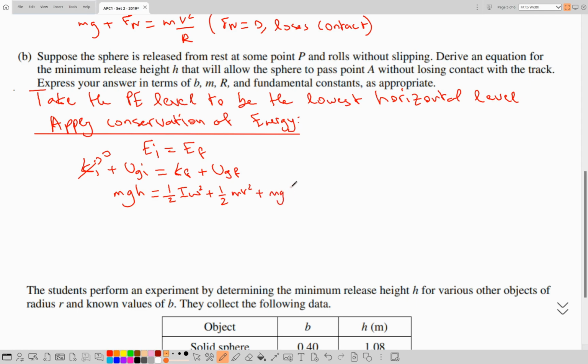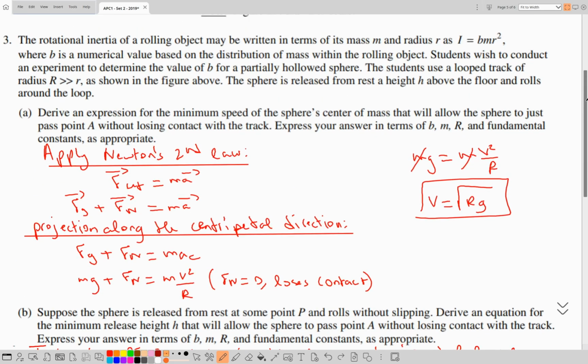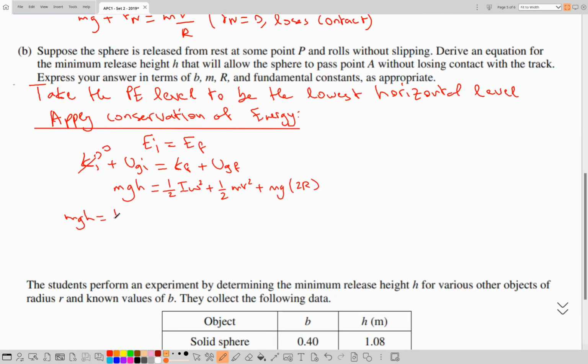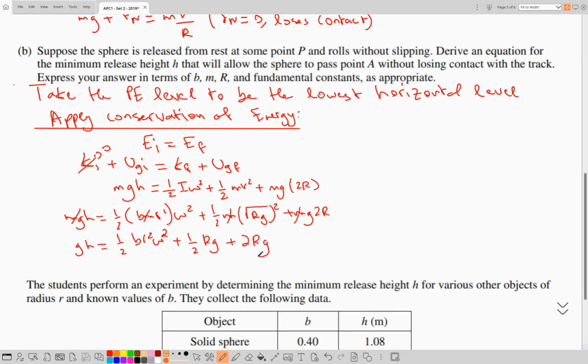Then mg multiplied by the double of r, and we're interested in determining this height. Now what makes us sure that this height is the minimum height? If we replace the speed by the minimum speed given by the square root of rg. Now the rotational inertia is given by bmr square, so that would be mgh is equal to half bmr square omega square plus half m times the speed, radical rg, to the power of 2, plus mg, the double of r. Now m with m would cancel, then gh is equal to half br square omega square plus half rg, because the power of 2 cancels with the radical, plus 2rg.